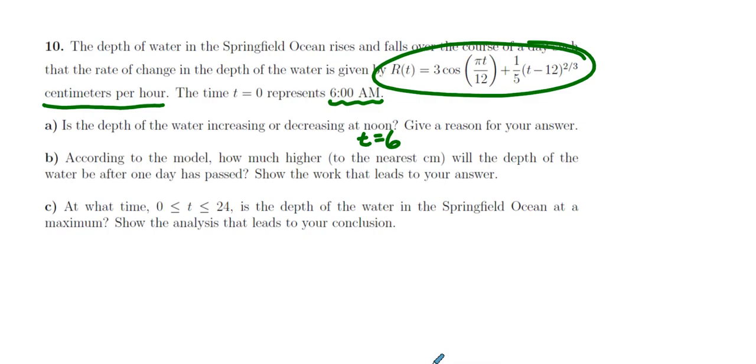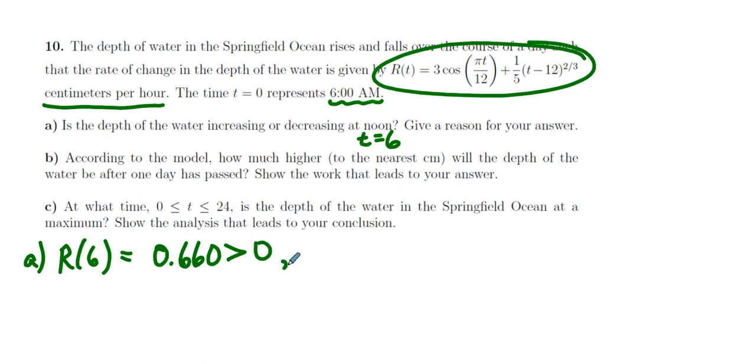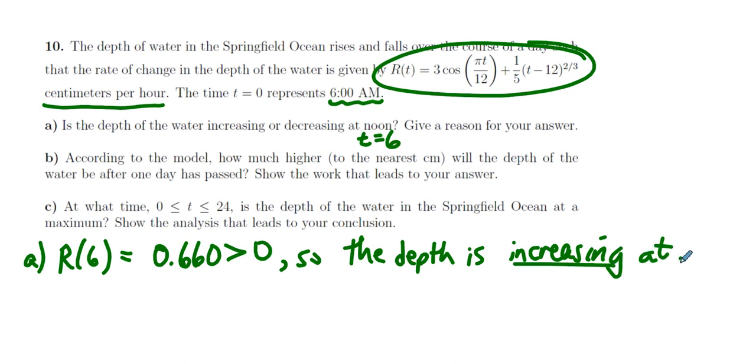So is the depth of the water increasing or decreasing at time equals 6? Well, R of 6 is, I figured this out, 0.660, which is positive. So the depth is increasing at noon. Because R is positive, the quantity it's measuring is increasing.